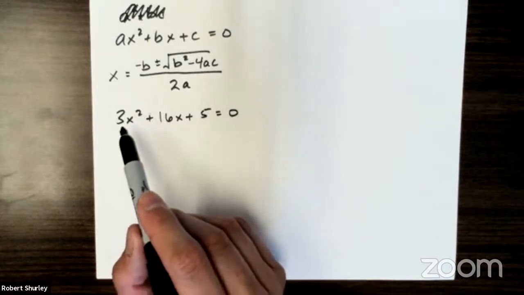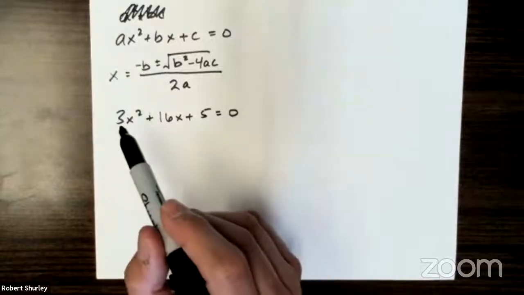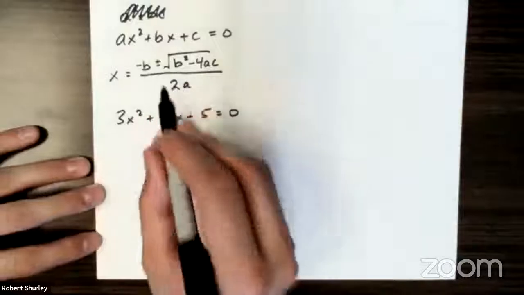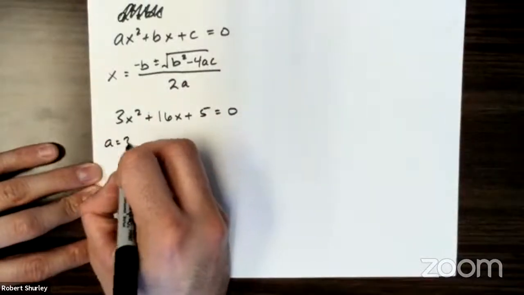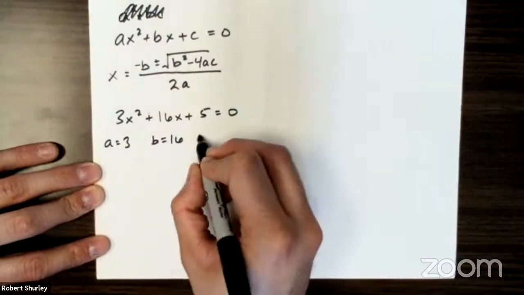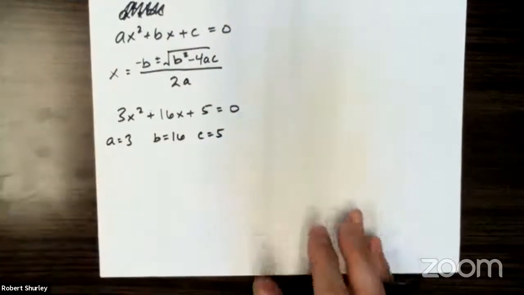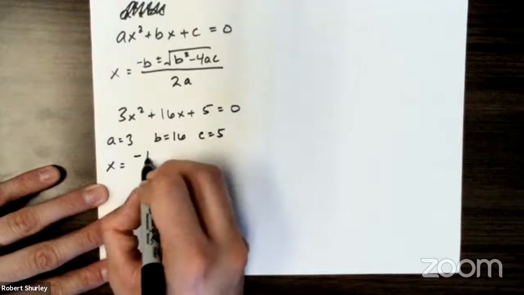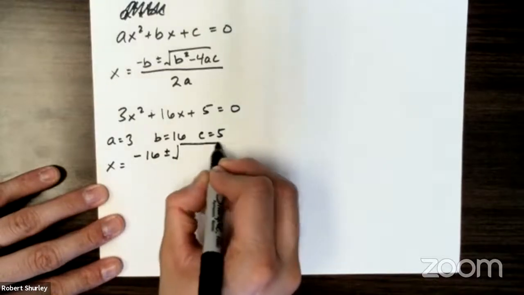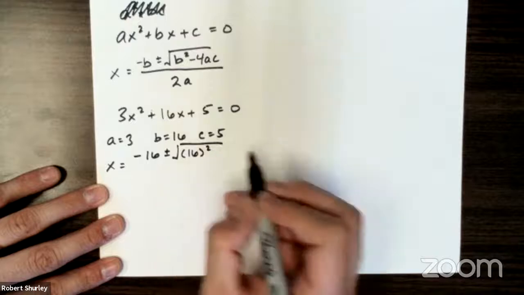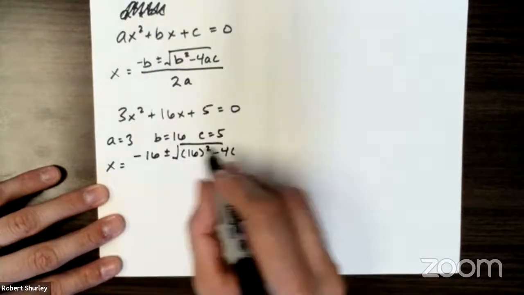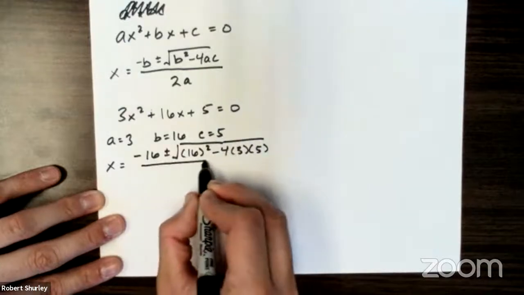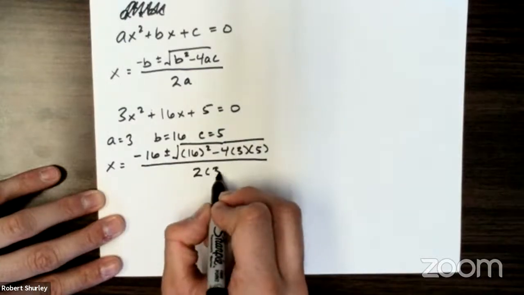The number in front of x squared is not 0, so I know we can pop it in the formula. And 3, 16, and 5 are all real numbers. So I'm going to write this out. Our a equals 3, our b equals 16, and our c equals 5. Okay, so let's put it into the formula. Negative b, so negative 16, plus or minus the square root, 16 squared minus 4 times a times c, all over 2 times a.